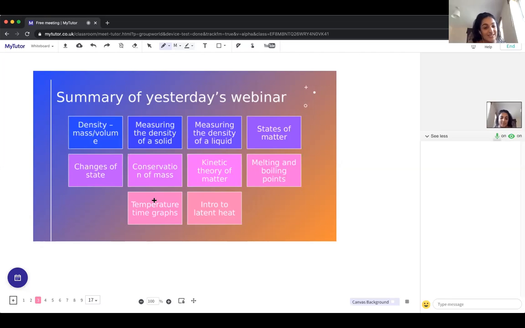Then we talked about the kinetic theory of matter. So the kinetic theory of matter is talking all about those particles, how they move, what the forces are between them, and we're going to expand on that a little bit more today. Talks about melting and boiling points, temperature time graphs, and how we can read melting and boiling points off of them. And we started a quick little introduction to latent heat. Now, all of this content was, I understand, quite a lot of content in a short amount of time, so please do go back and watch that webinar if you feel like you need a refresher.